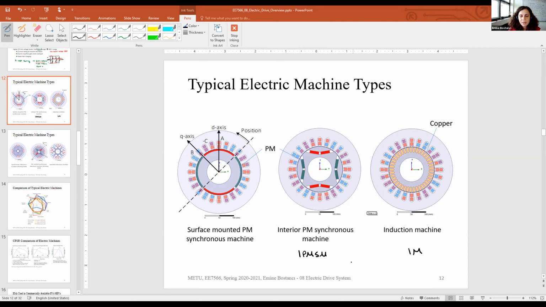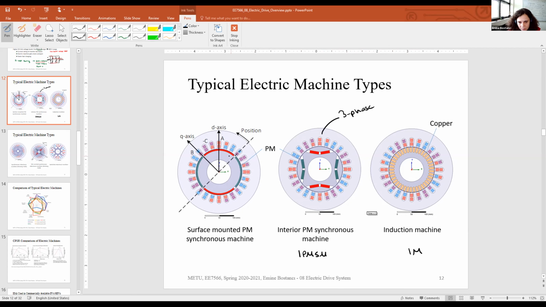So first of all, these interior permanent magnet synchronous machines and induction machines have the same stator. I'm going to share the lecture notes to explain again the rotating field created by the stator. All of the machines have the same stator. The stator is a three-phase stator with a rotating field. So we are creating a rotating field. And their rotors are different.